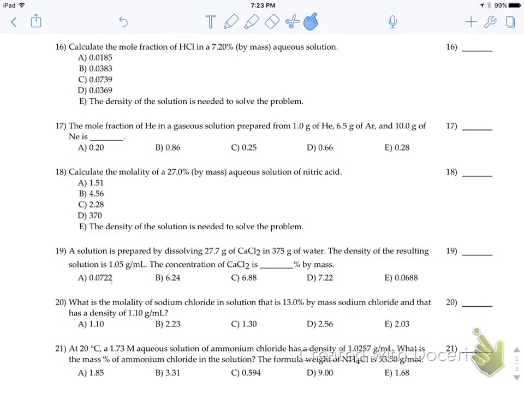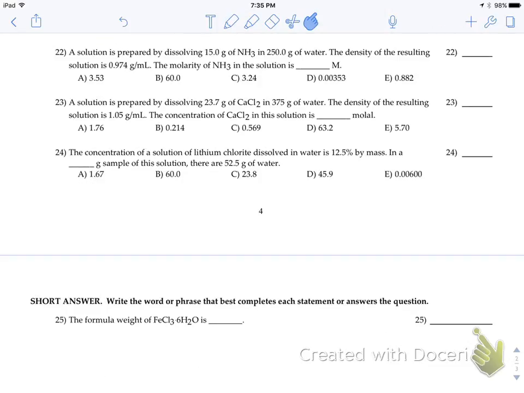Hello class, this is a quick video on chapter 13, practice questions. We're talking about solutions, molality, molarity, density, mole fractions, mass percents. These are the questions I'm going to talk about per se.